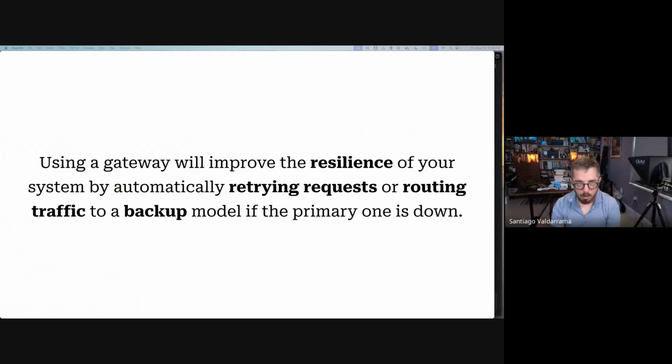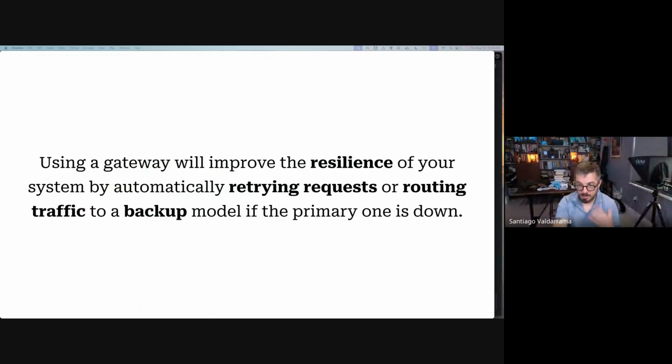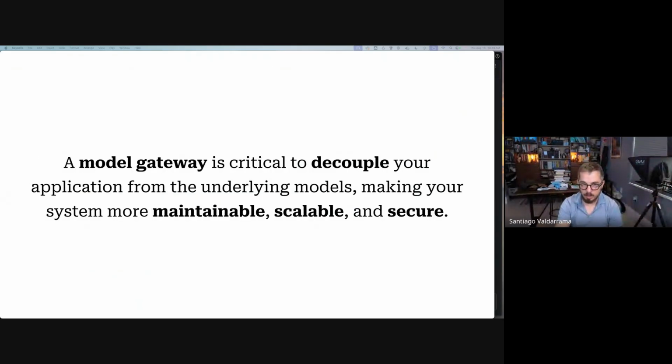Okay? So use model gateways to improve the resilience of your system. As part of your model gateway, you can retry requests. For example, something fails, you can say, if I send this query to OpenAI and it fails, I'm going to send it to Gemini now. Maybe get a response back. Maybe OpenAI is down. Maybe the model just fails to answer. You can do all of that as part of a model gateway.